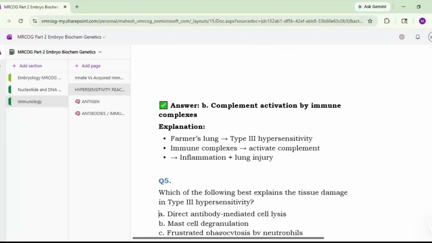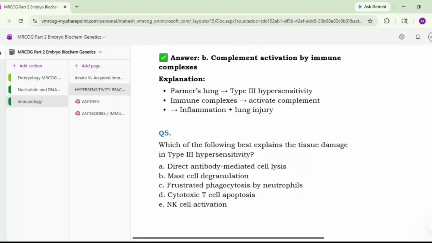Okay, next. Which of the following best explains the tissue damage in type 3 hypersensitivity? Direct antibody mediated cell lysis, mast cell degranulation, frustrated phagocytosis by neutrophils, cytotoxic T cell apoptosis, NK cell activation.